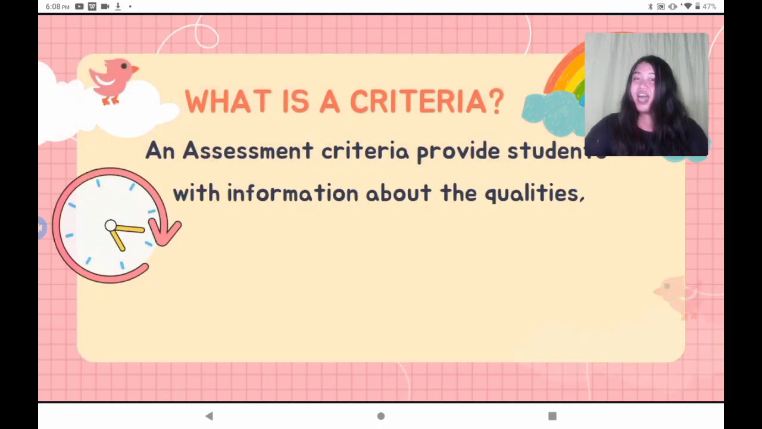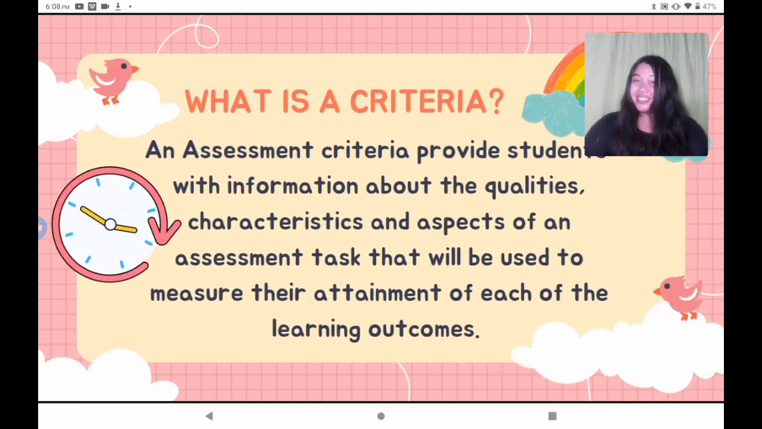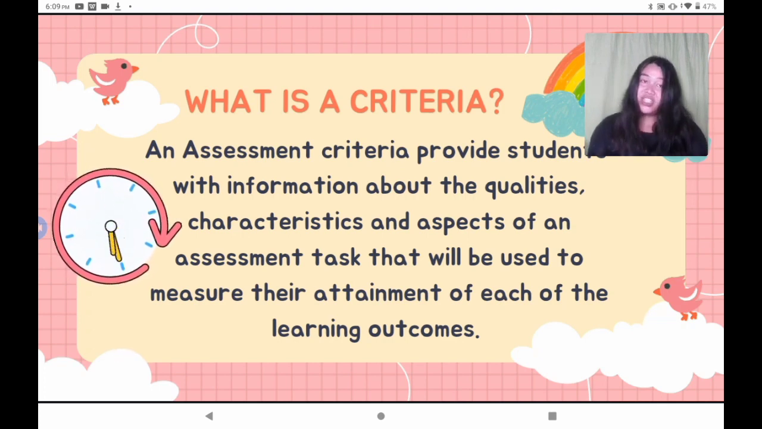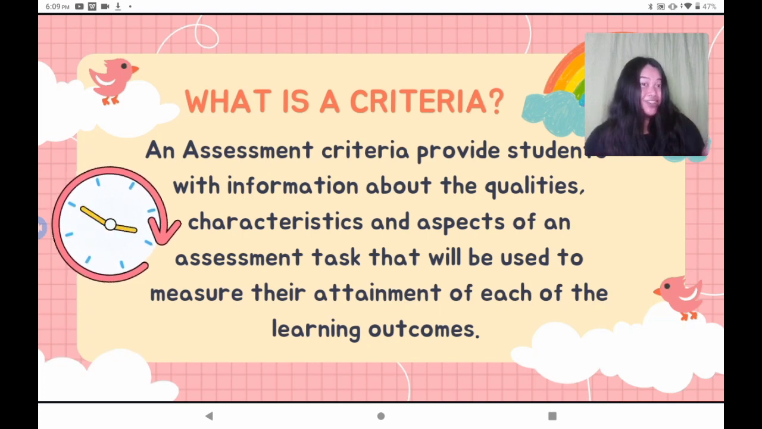So a criteria in general, ladies and gentlemen, is an assessment criteria that provides students such as ourselves with information about the qualities, characteristics, and aspects of an assessment task that will be used to measure the attainment of each learning outcome. To give an example, you are a teacher teaching a grade 1 class, and the subject is mathematics. The standard and criteria that you have set is for grade 1 students to be able to count from 1 to 20. So how do you assess their learning?